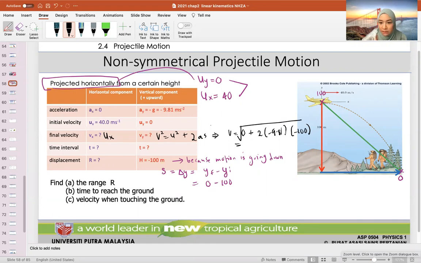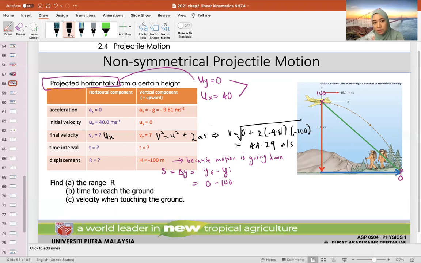Sebab saya tahu saya akan buat salah juga kadang-kadang. Minus 100. 44.29, thank you. Okay, saya tak sempat tekan lagi, laju. So that is square root of that, 44.29. Okay, sama. So this is my velocity.